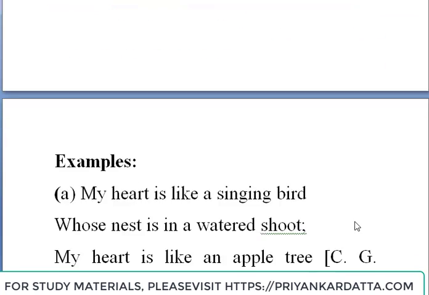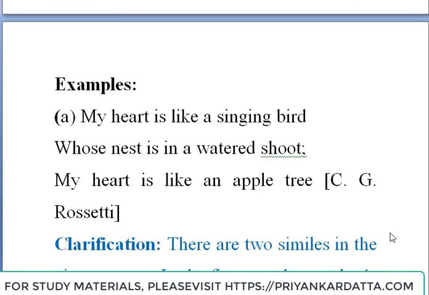Now let us look at an example of it. So the expression is from a poem by C.G. Rossetti, Christina Georgina Rossetti, a pre-Raphaelite poet, as you all know. The expression is, "My heart is like a singing bird whose nest is in a watered shoot. My heart is like an apple tree." Now here look, the heart of the speaker is compared to two different things. First of all, it is compared to a singing bird, then it is compared to an apple tree. So what I have told while clarifying, sustained simile has been used here to perfection.